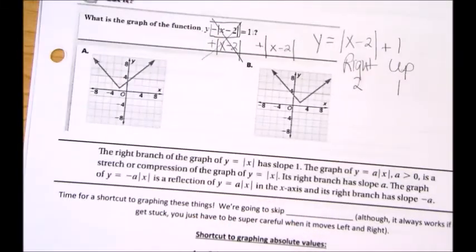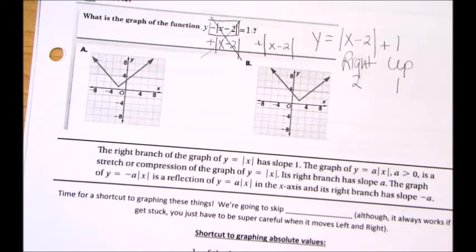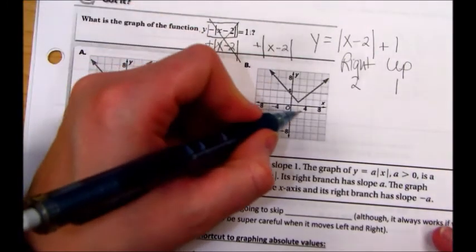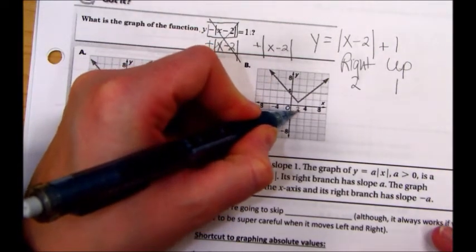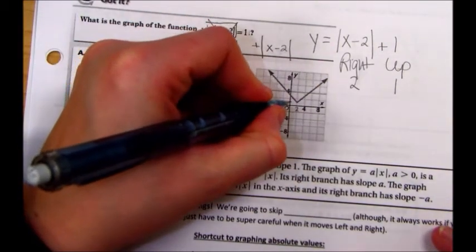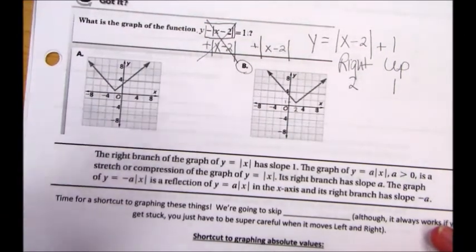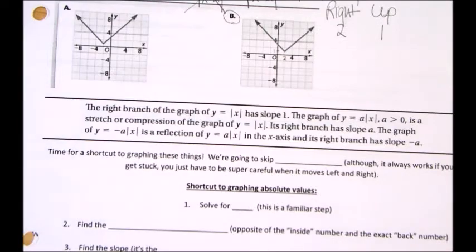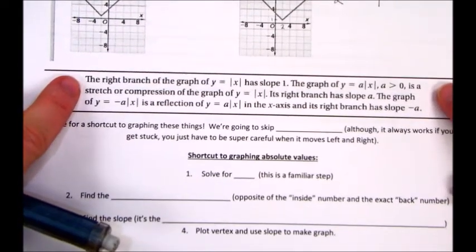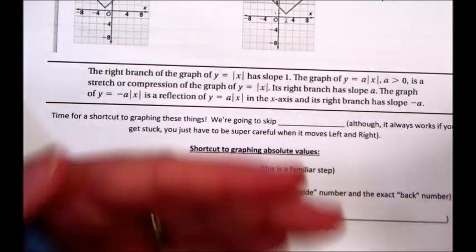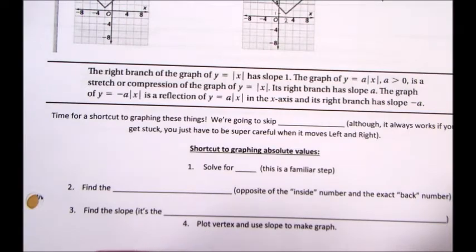So which one of these graphs looks like it's been moved right 2 and up 1? Notice they're skipping by 2's just to mess with you a little bit. This one has moved right 2, up 1, so B is the option. This one moved to the left. All this little paragraph is saying is that you can flip it upside down if it's negative on the outside, and it can have a slope of whatever the number on the outside is.